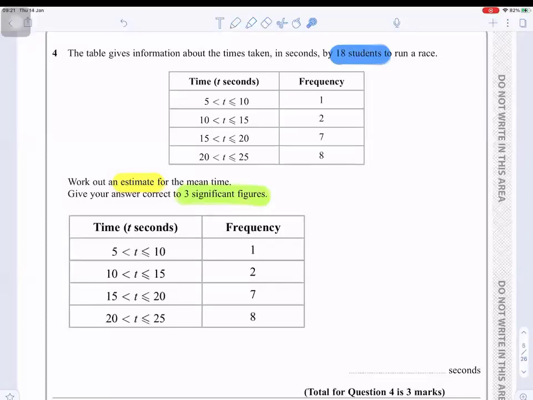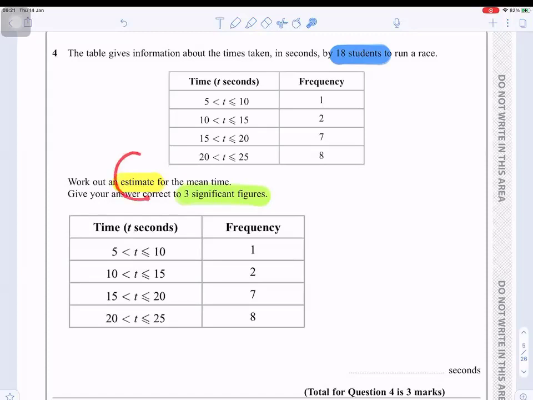Question number 4. The table gives information about the times taken in seconds by 18 students to run a race. Work out an estimate for the mean time. Give your answer correct to 3 significant figures.